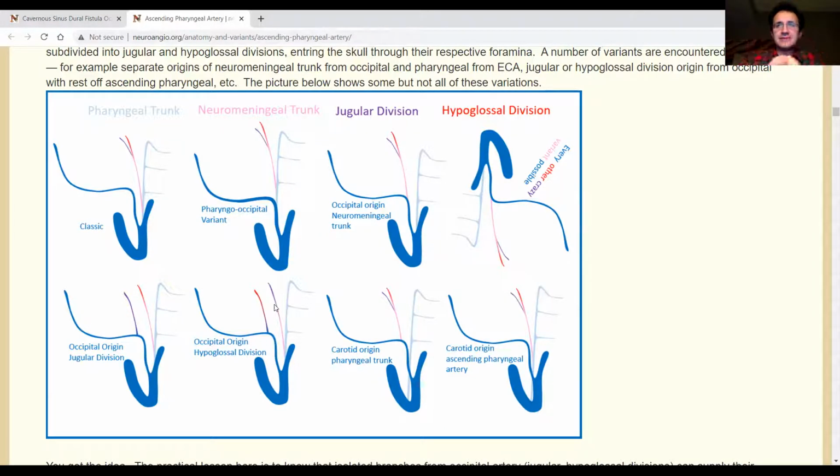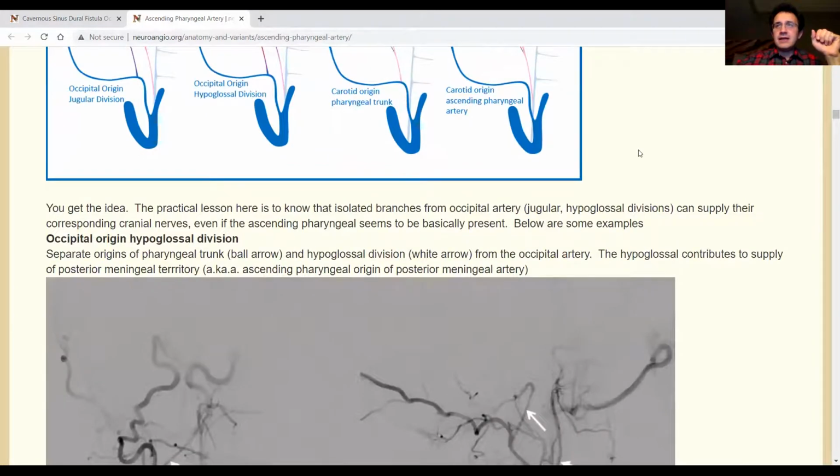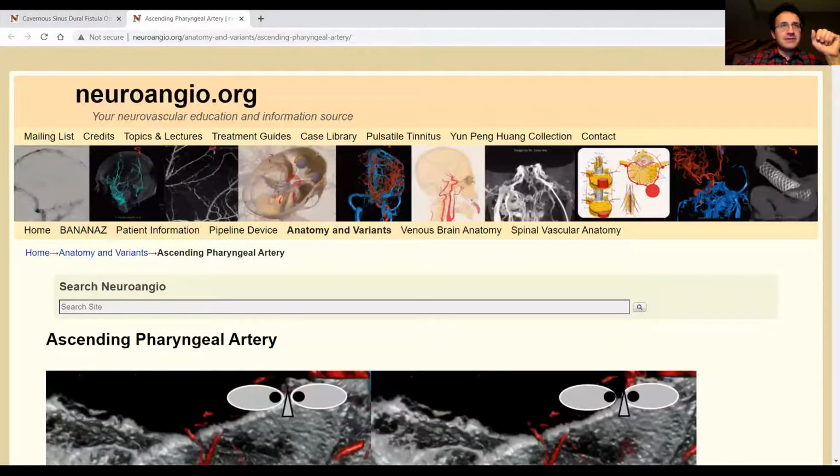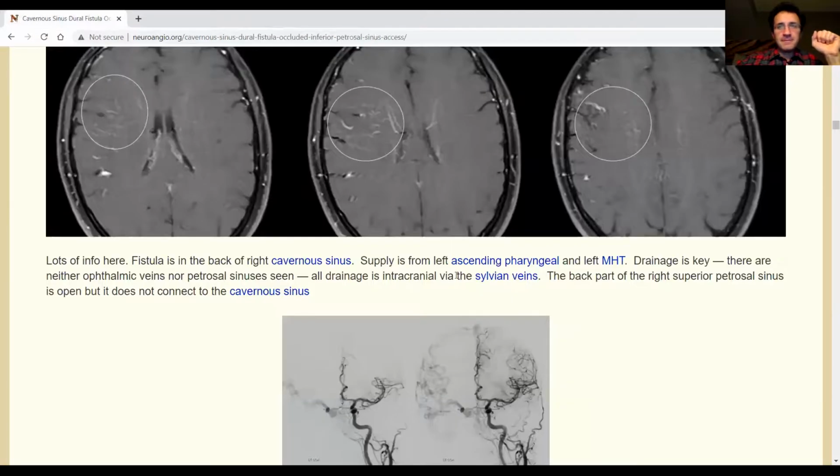Basically, this is like a little plug for looking at things with open eyes and understanding that there's a balance in everything. And of course, the ascending pharyngeal artery is a very important artery that we should be aware of.